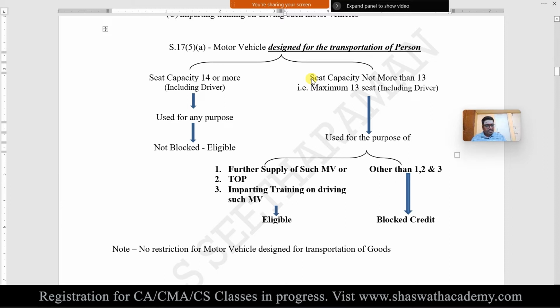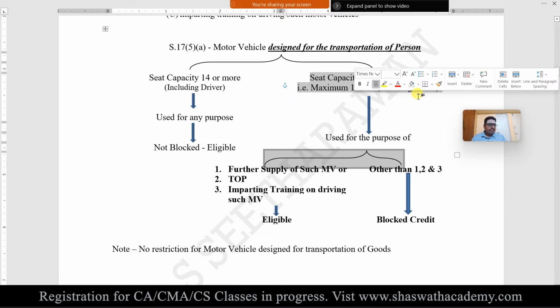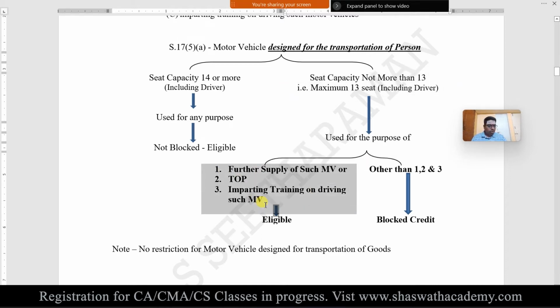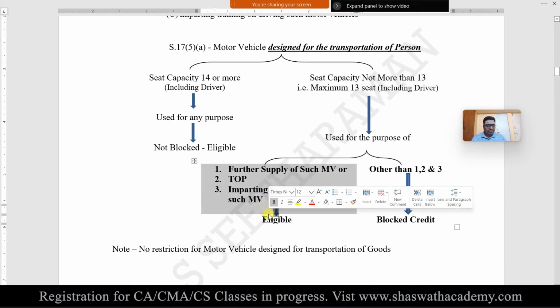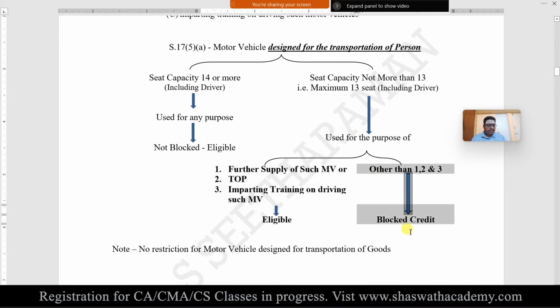Okay, Splendor Plus. Very good. Is it a motor vehicle designed for transportation of persons? Yes. Is it less than 13 seater? Yes. Is it used for the said purposes? No, it is used by the company for the marketing person. Again, there is nothing I can give you as eligible. It is blocked, further supply of such motor vehicle aside.